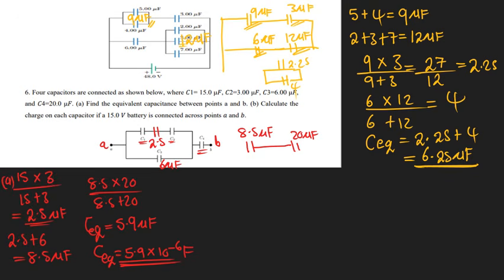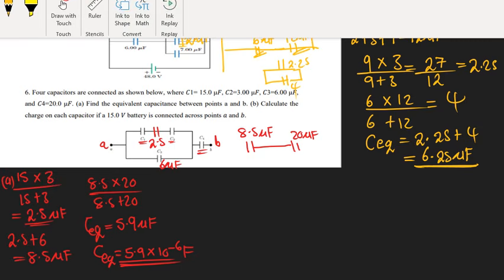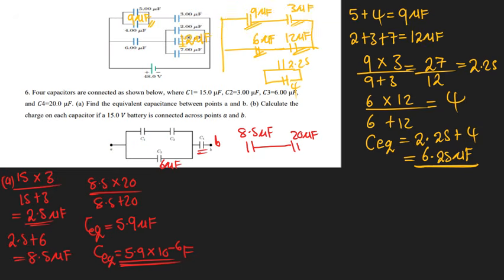B is saying, we calculate the charge on each capacitor if a 15 volts battery is connected across points A and B. Now, this is something really very interesting.